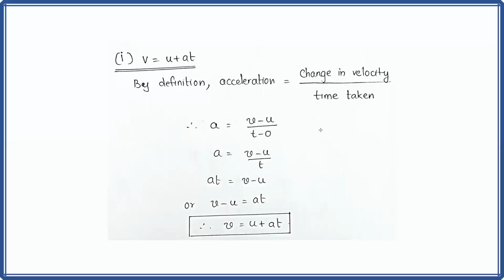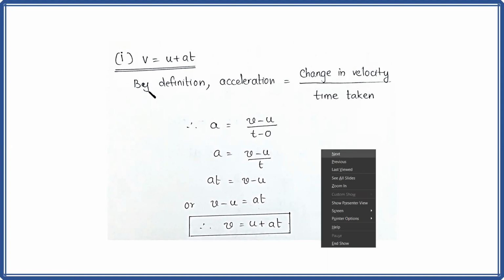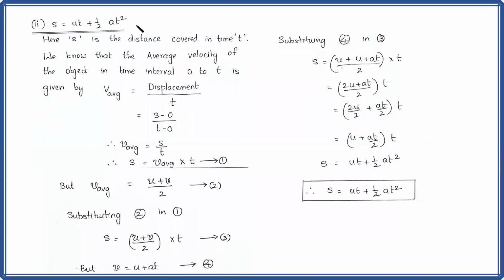Let's go for the next one, that is S is equal to UT plus half AT square. So our next equation is S is equal to UT plus half AT square. Here S is the distance covered in time t.